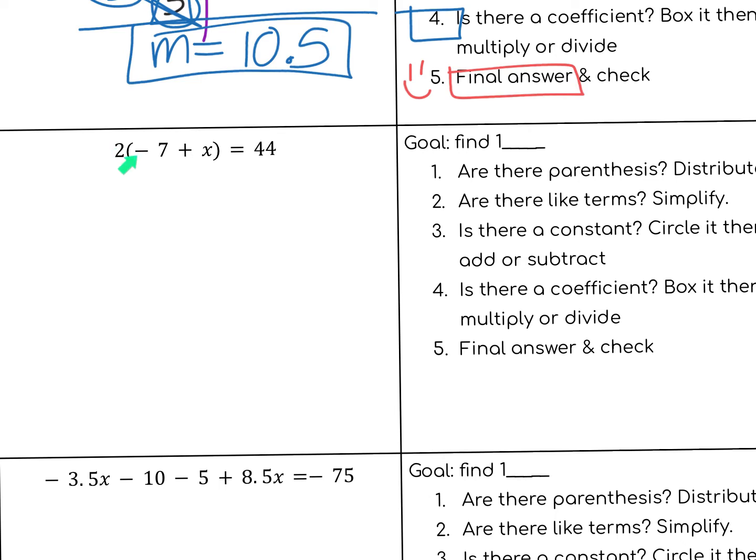This one: 2 times the quantity negative 7 plus x equals 44. Let's start with our goal. What are we looking for? I want to get x by itself, so I want to get a positive 1x.